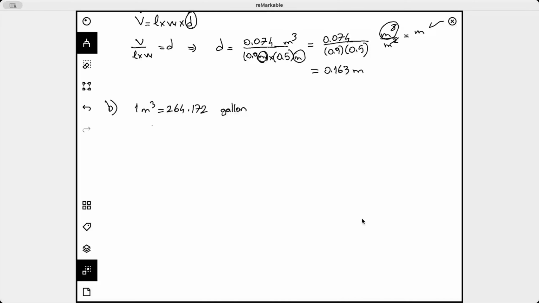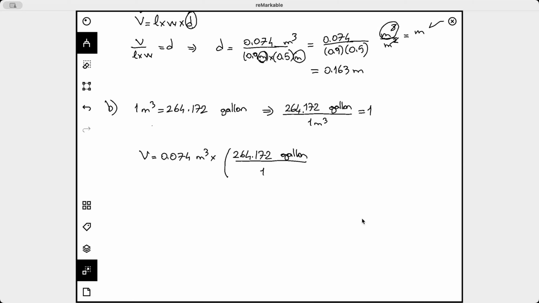And so our conversion factor will be 264.172 gallon divided by 1 meter cube equals 1. And our volume is 0.074 meter cube times 264.172 gallon divided by 1 meter cube. Meter cube cancels. So the volume will be 19.5 gallon, which is a reasonable tank for a passenger car.